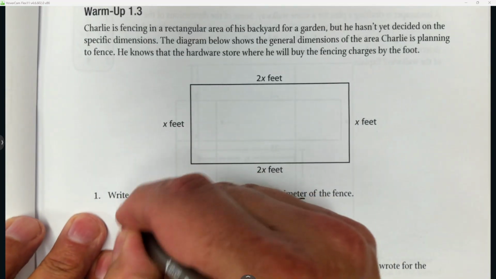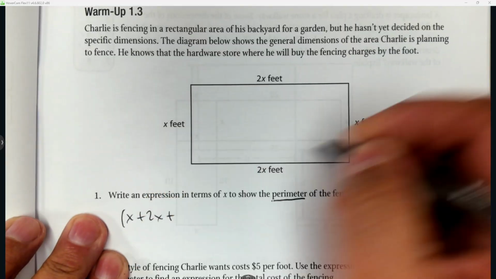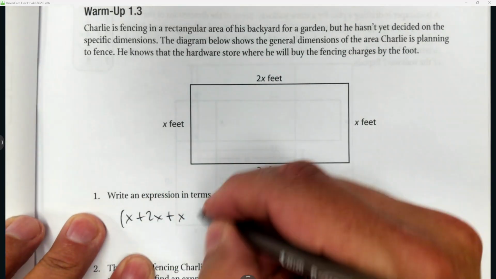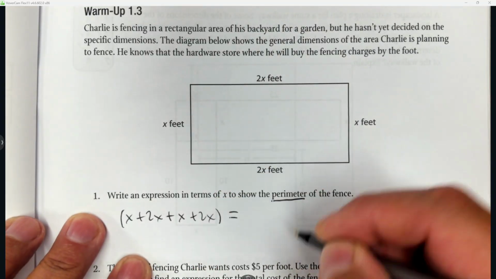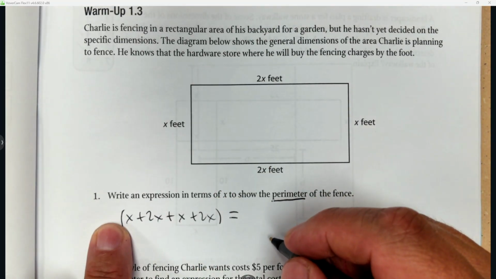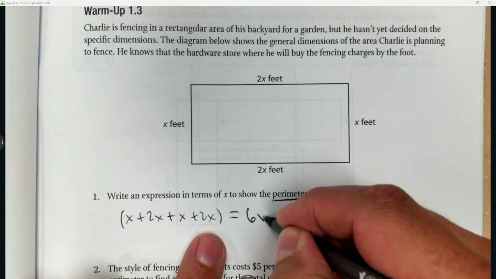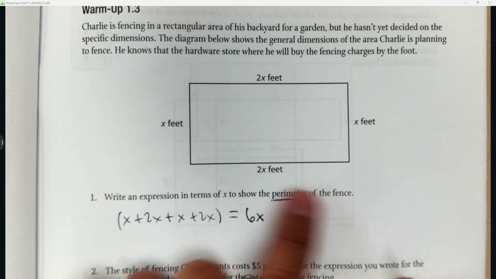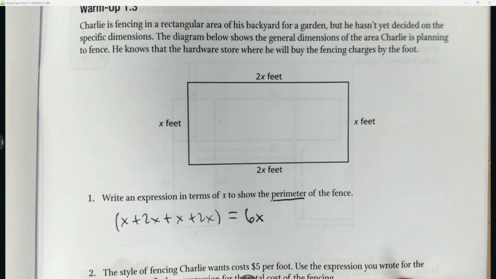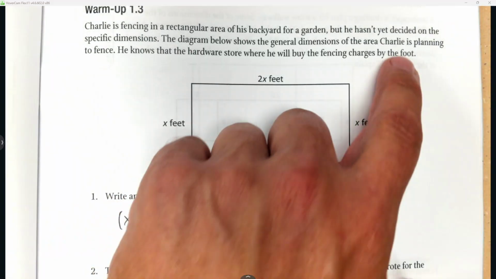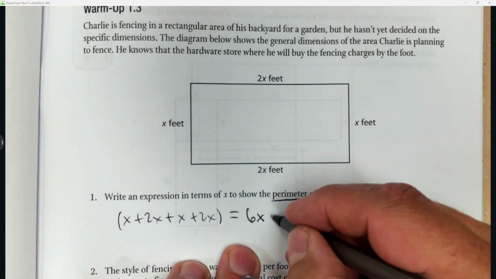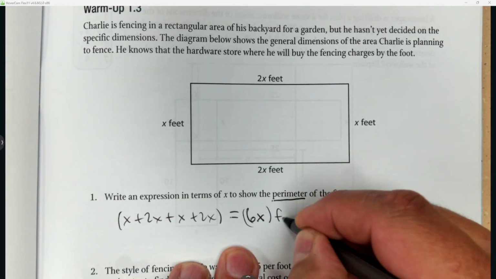So we're going to add x plus 2x plus x plus 2x. We're going to add all the sides. And if I add that up, that's 1 plus 2, 1 plus 2. Add it all up, 6x. 6x represents the perimeter of it. And does it say if it's in? It's by the foot, and it's in feet. So we could also say that this is in feet.